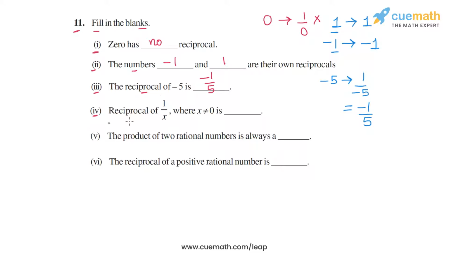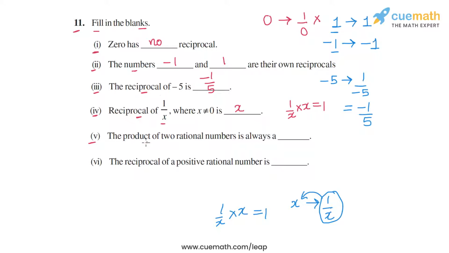In part 4, the statement says the reciprocal of 1 by x, where x is not equal to 0, will be what? So we know that the reciprocal of x is 1 by x, because x into 1 by x is 1. So from the same relation, you can observe that the reciprocal of 1 by x will be x, because 1 by x into x will also be equal to 1. So we can say that the reciprocal of 1 by x will be x.